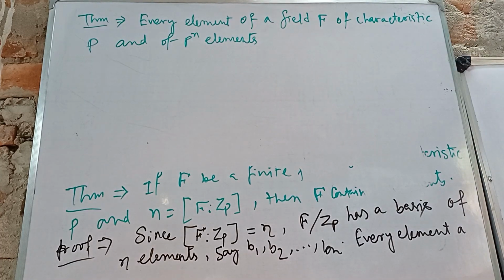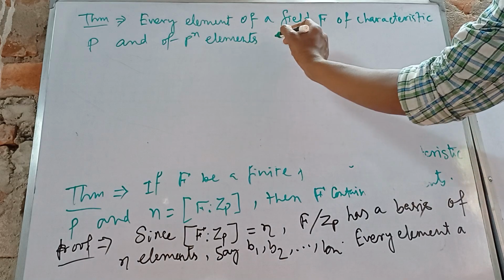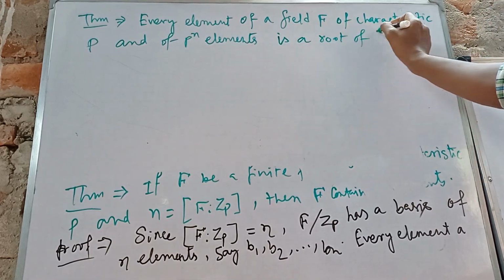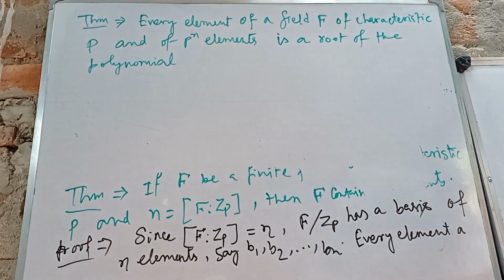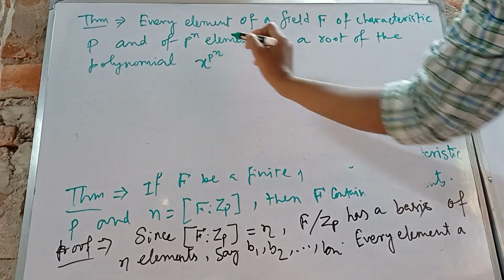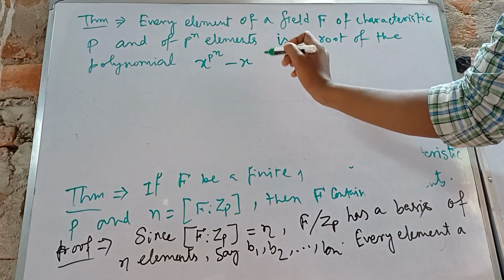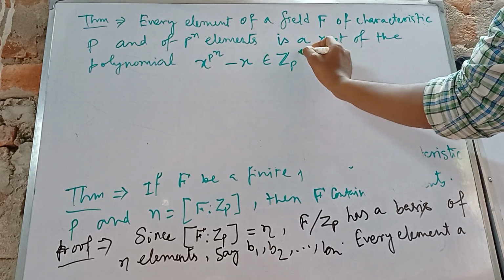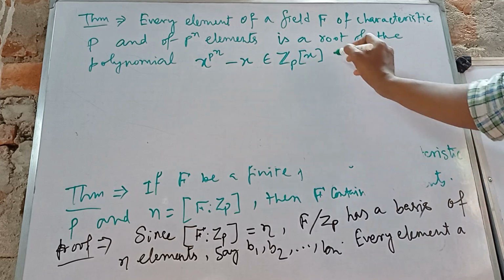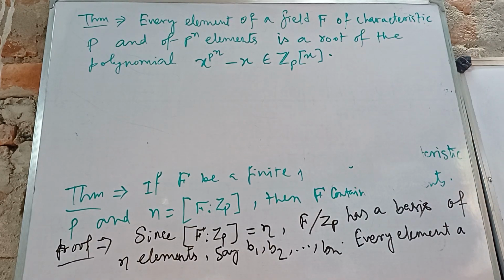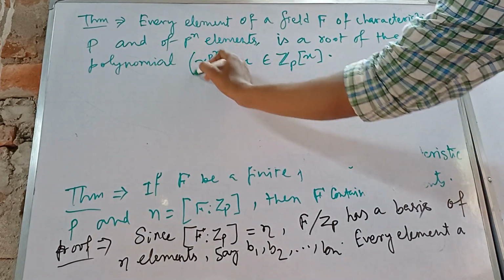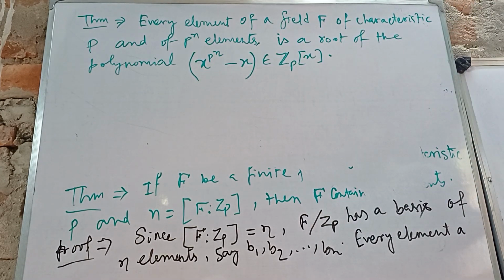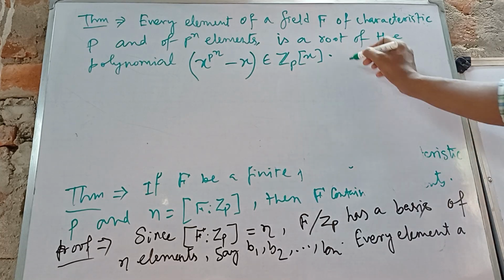is a root of the polynomial x to the power P to the power n minus x, belonging to ZP[x]. That means every element of a field F of characteristic P and of P to the power n elements is a root of the polynomial x to the power P to the power n minus x in ZP[x]. Okay, now move on.